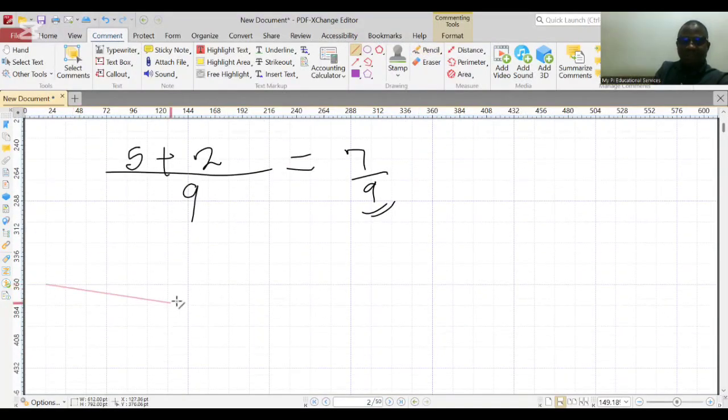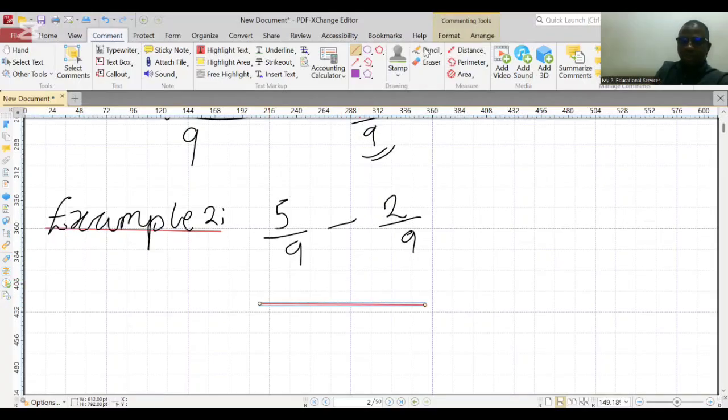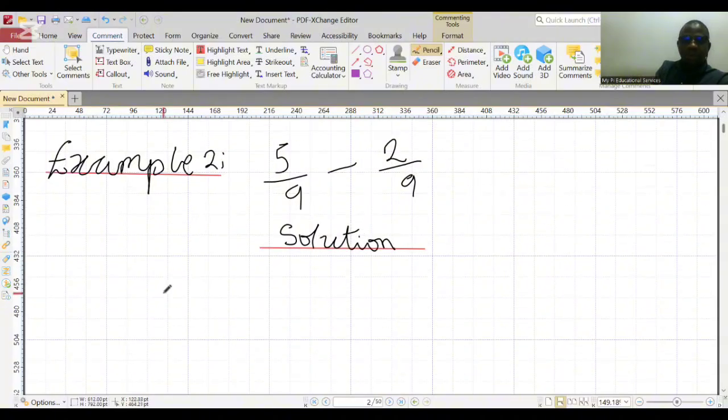So let's take a look at another example here. Example 2. In example 2, we have the same number, 5 out of 9. Now this time around, minus 2 out of 9. So you have to work this out. Solution. So as usual, since they are like fractions, you pick one of the denominators, which is 9, then you subtract the numerators, we have 5 minus 2. And 5 minus 2 will give you 3 out of 9.